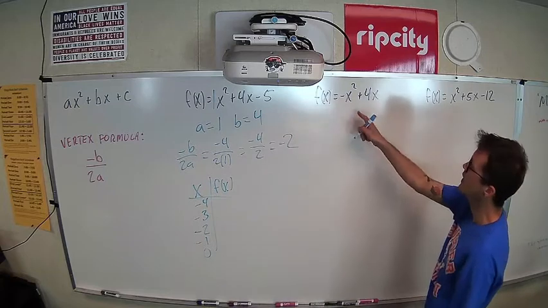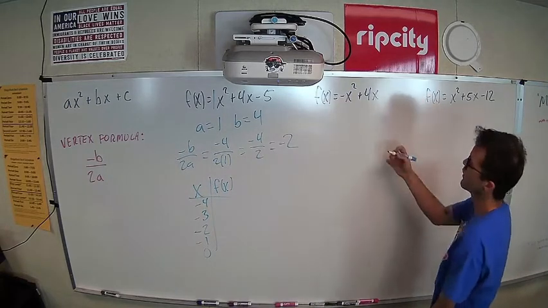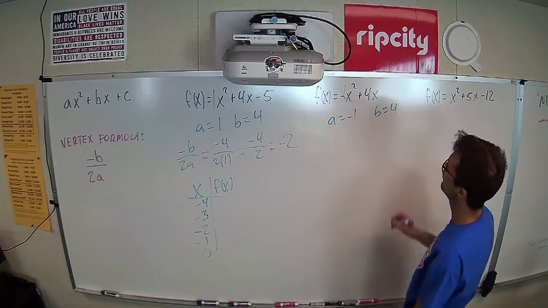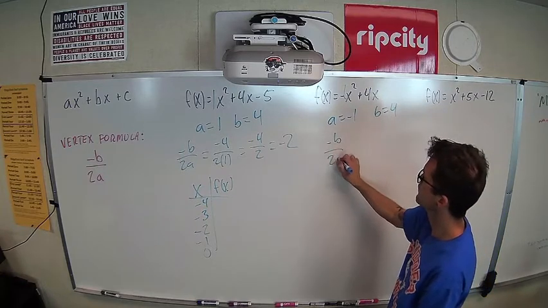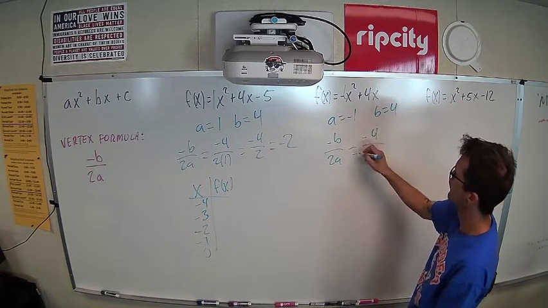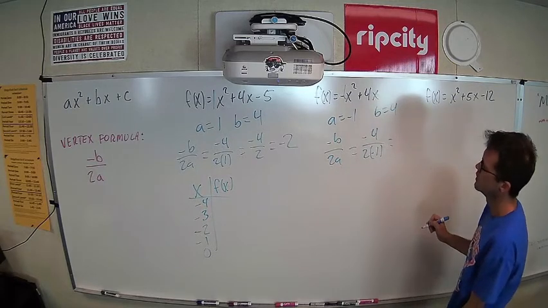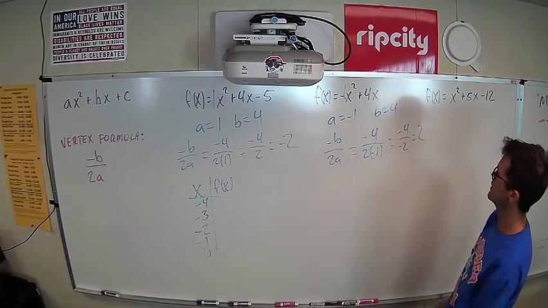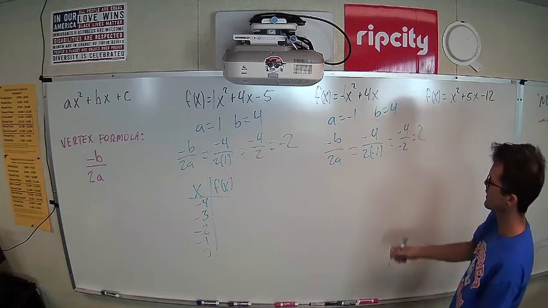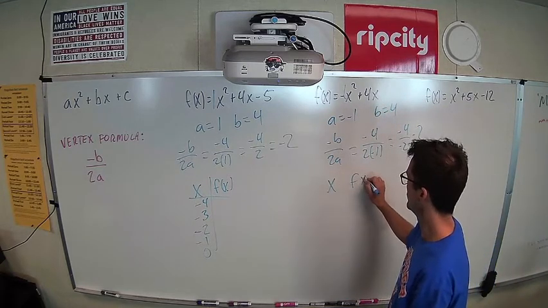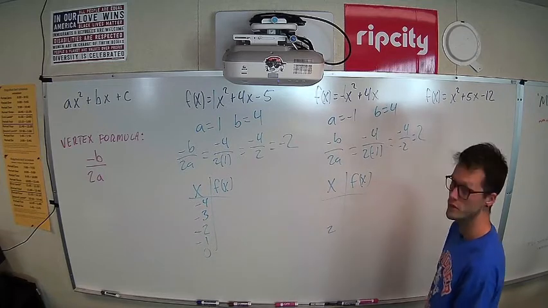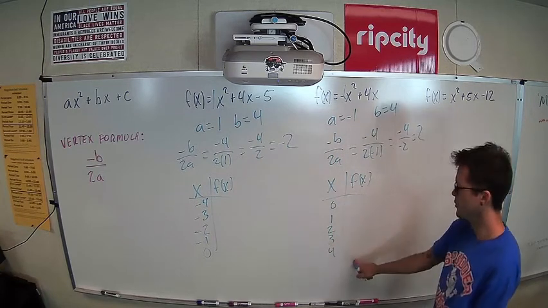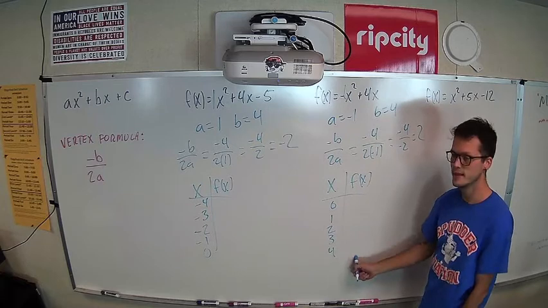Let's do another. F of x equals negative x squared plus 4x. Here we have an a value of negative 1, and we have a b value of 4. So negative b over 2a equals negative 4 over 2 times negative 1. It's going to look kind of similar here. Negative 4 is on top. On the bottom, we have negative 2. That reduces to 2, negative 4 over negative 2. So again, 2 is going to be our turnaround point, the x value of our turnaround point. 1, 0, 3, 4, boom. Then, of course, you plug those x values in to get the f of x values.